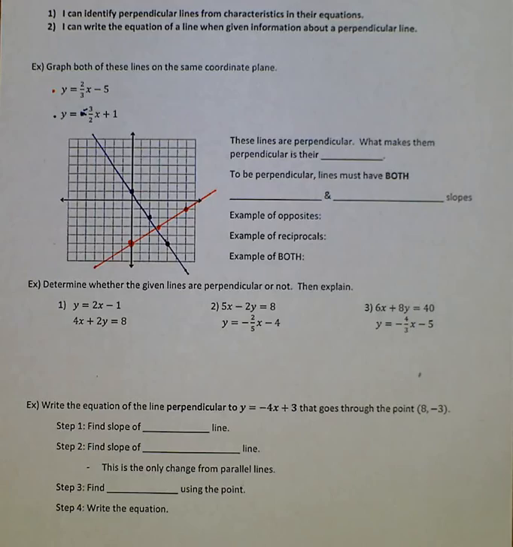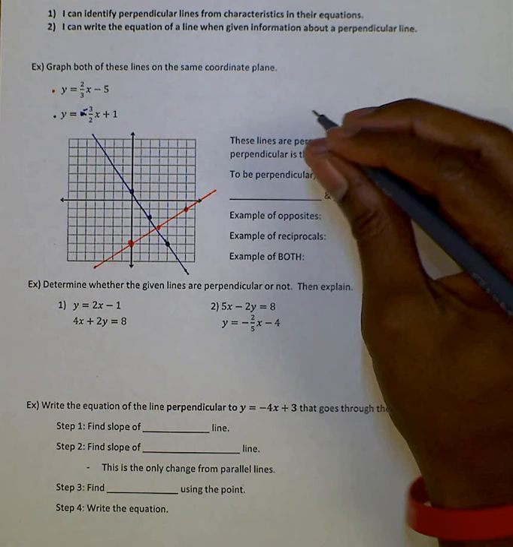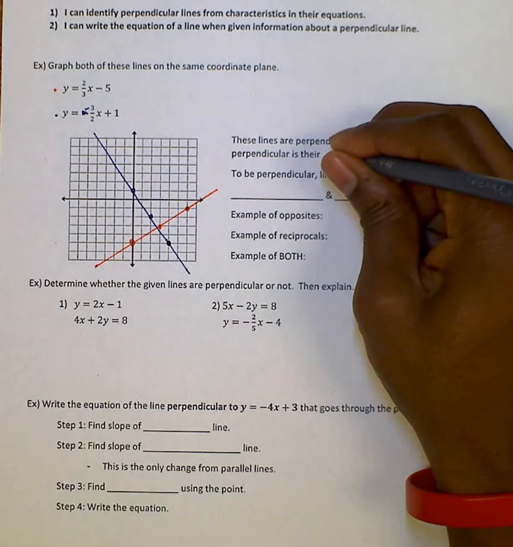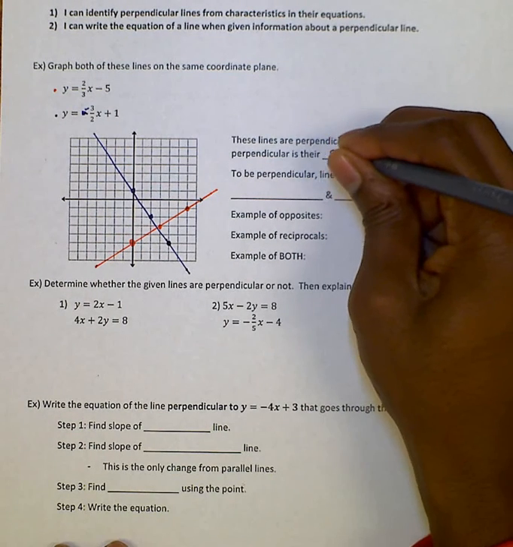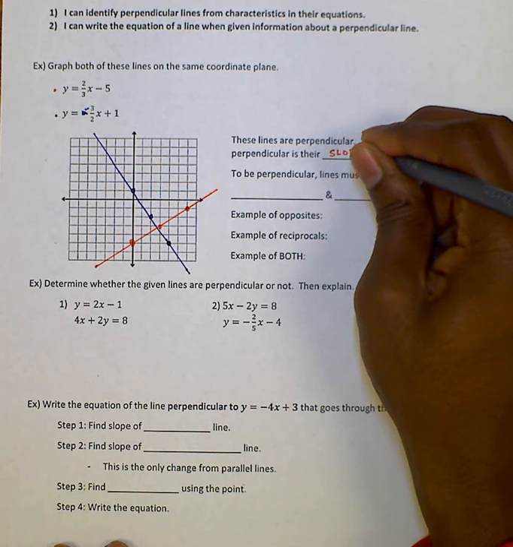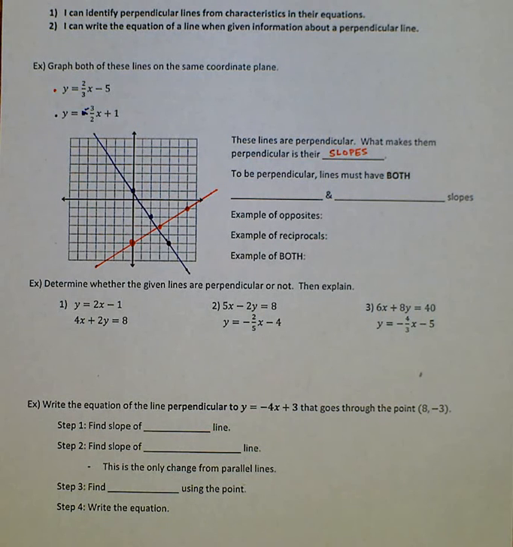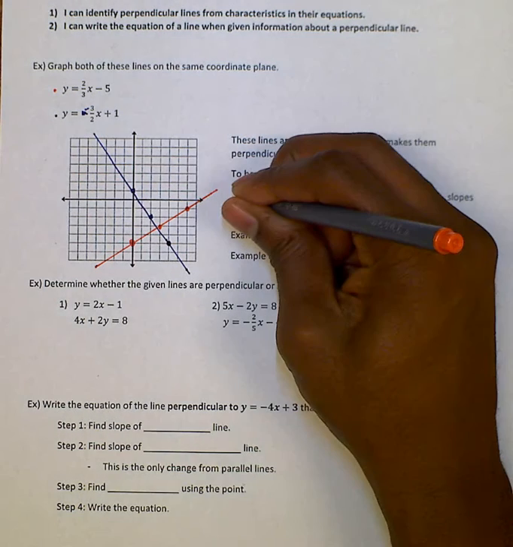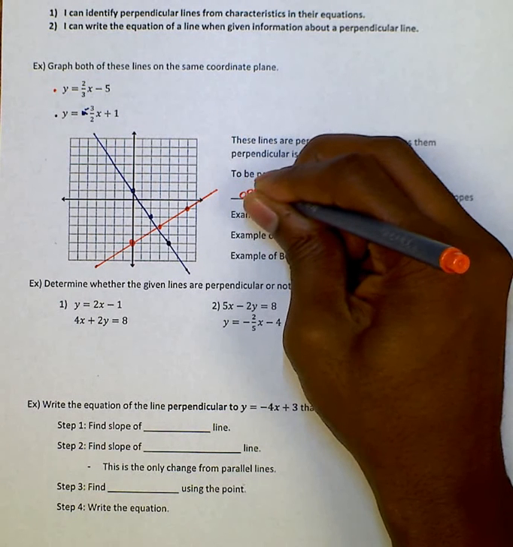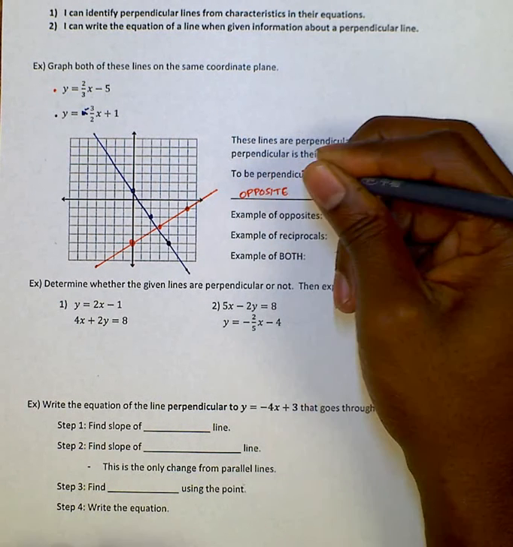These lines are perpendicular. What makes them perpendicular is their slopes. That's the wrong color, I'm going to write it anyway. Hopefully everybody can see this. What makes them perpendicular is their slopes. To be perpendicular, lines must have both opposite and reciprocal slopes.